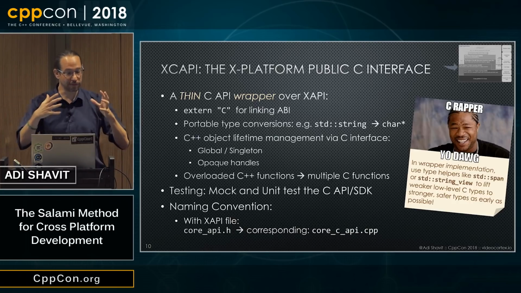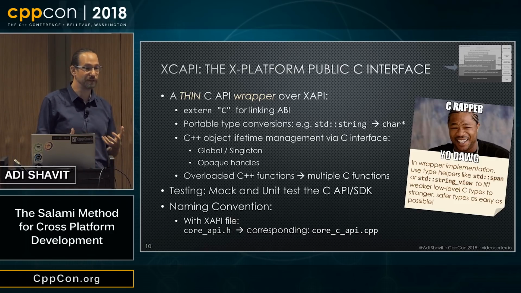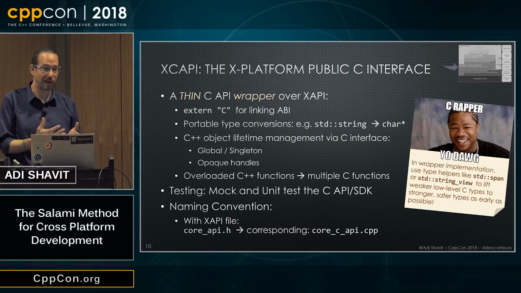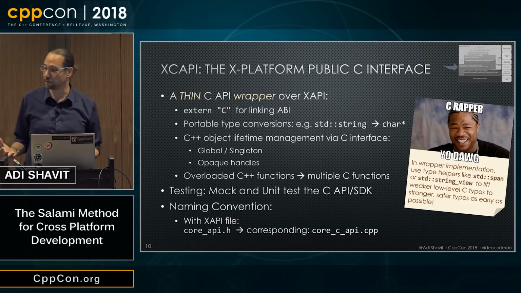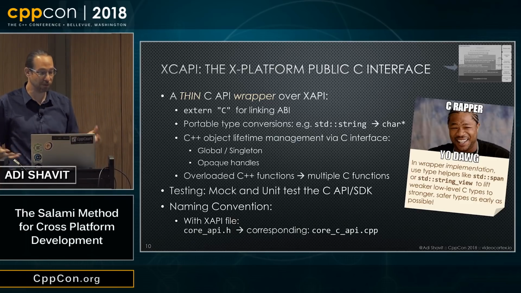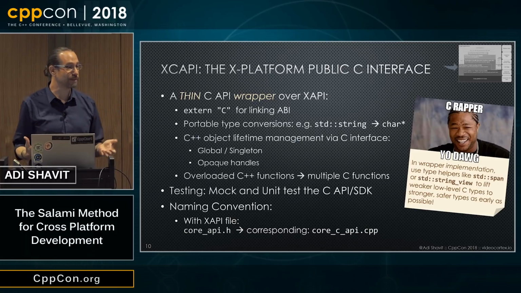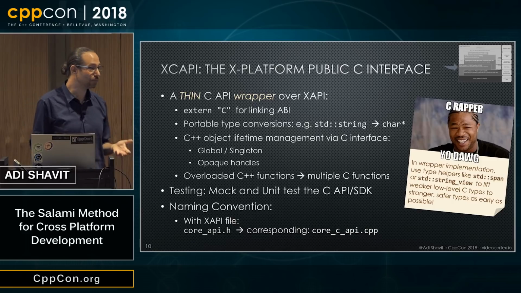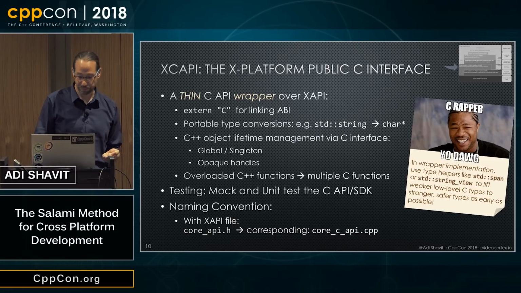But here we also need to think about how we manage object lifetime. Because C doesn't have actual objects and we can only pass primitive types, we need to think, do we have just a single global object or a singleton? Otherwise, we have the whole opaque handle idiom, which I won't go into here, but that's one additional solution. We have to take care of overloaded C++ functions, where C doesn't allow overloading functions. And again, this is a place to mock and unit test the API itself, the SDK itself.